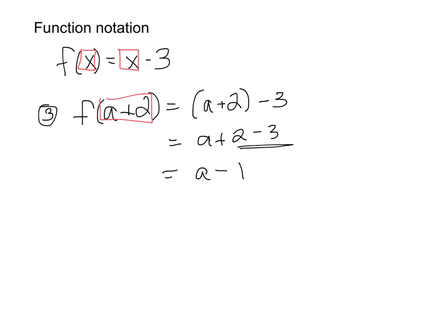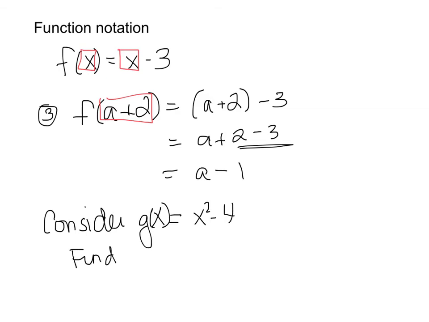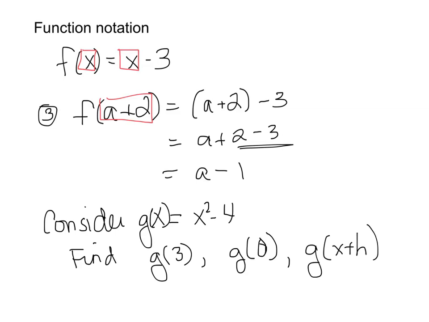I would like you guys to take a moment and find a couple other things. So I'd like for you to consider g of x, which is equal to x squared minus 4. And I'd like you to try to find g of 3. I'd also like you to find g of 0. And then I'd like for you to find g of x plus h. Go ahead, take a couple minutes to try this.